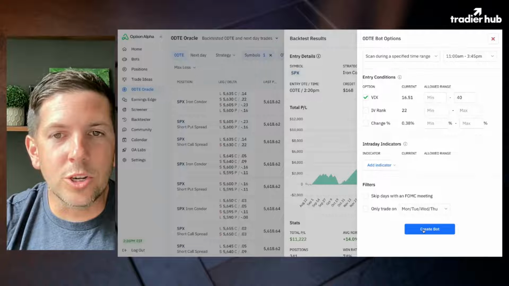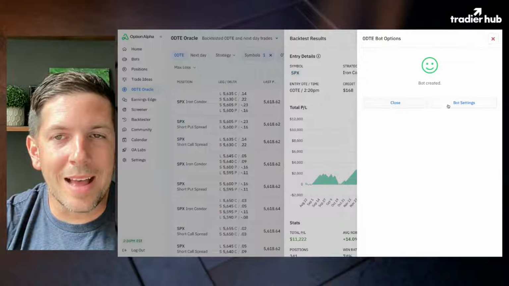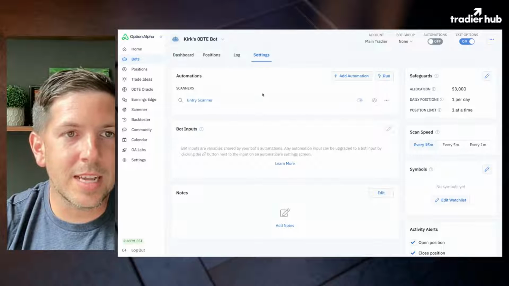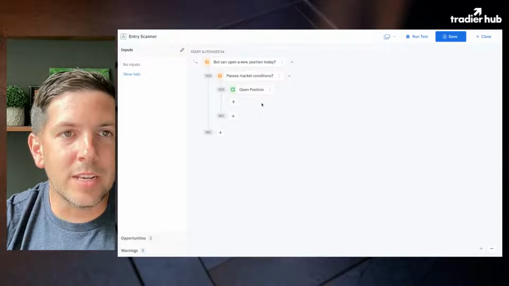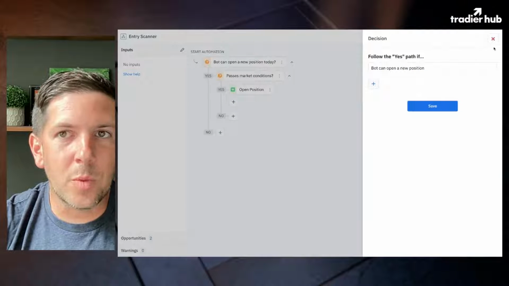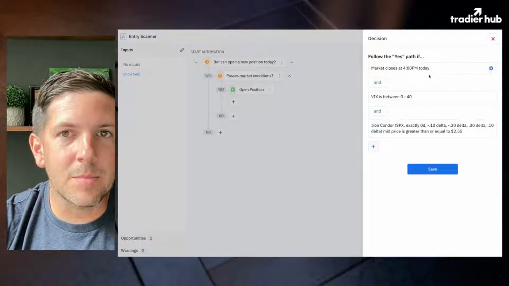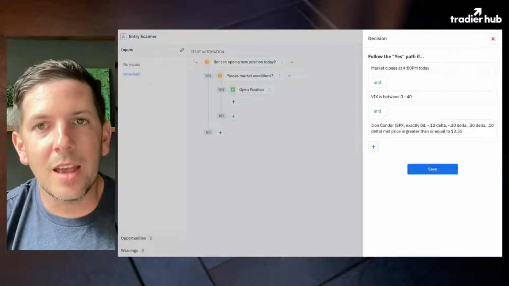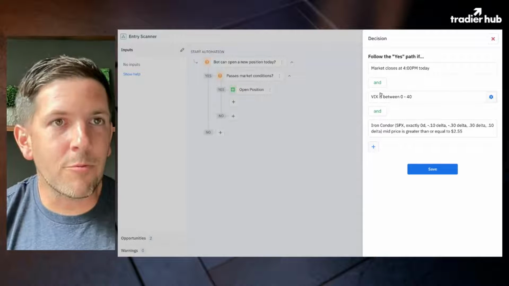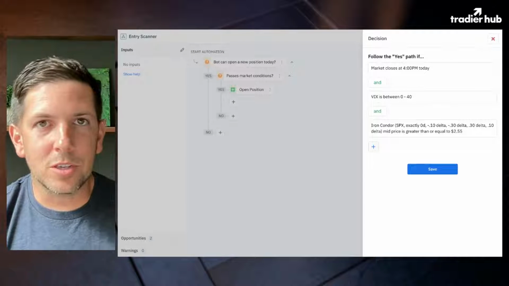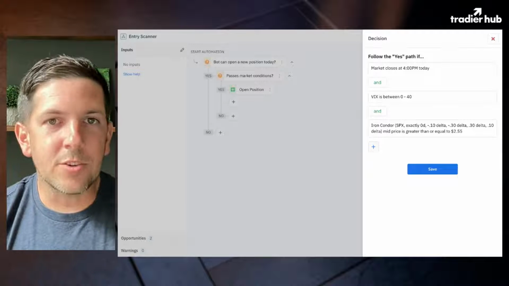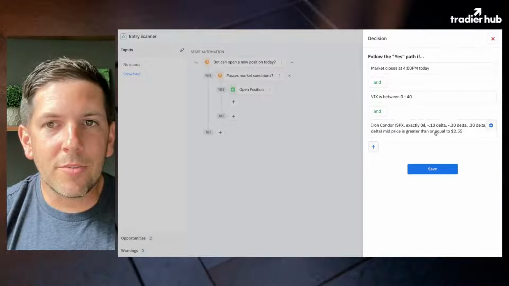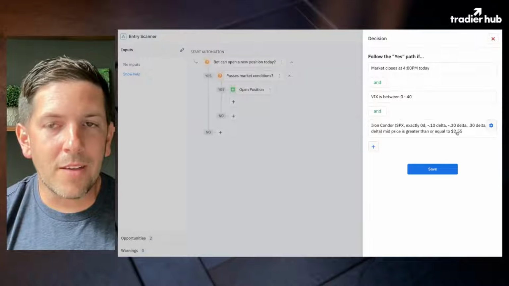Okay. Once you're good to go, you simply hit the button to create the bot. The bot is now created using your data. So if we go over to the settings, you can see under our entry data, it says, can the bot open a new position? Sure. Does it pass all the market conditions? Like the market closes today, it's a normal day. The VIX is between 0 and 40. Remember, we added that filter, so it just wrote the decision recipes for you here. And in this case, the mid price is greater than or equal to 0.55%.